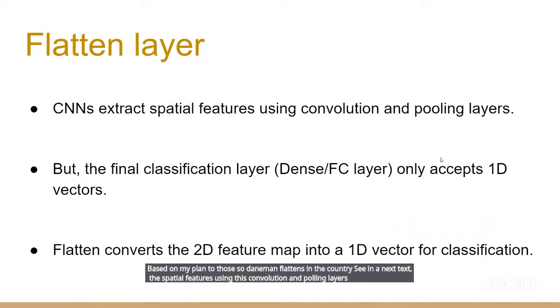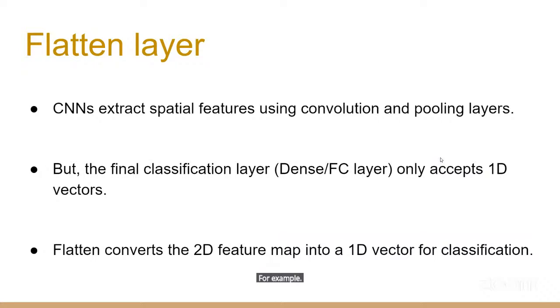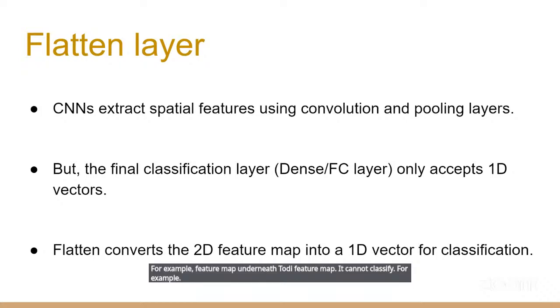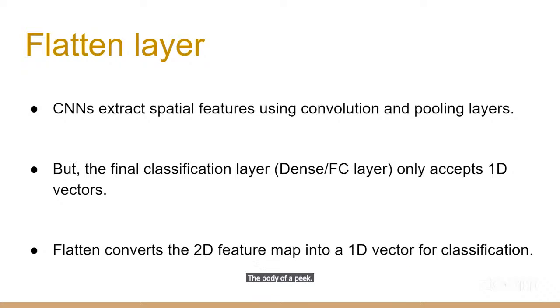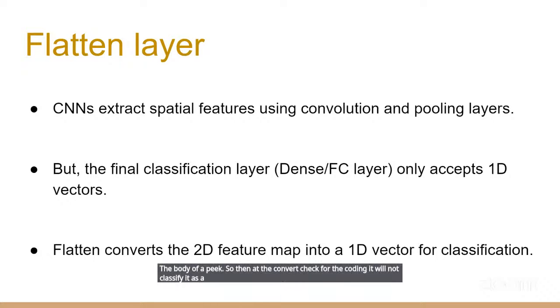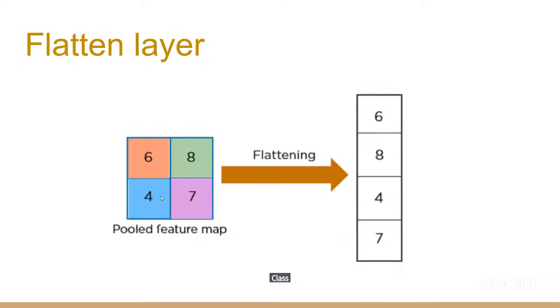For example, if we have a 2D feature map, it cannot classify. For example, like I showed in the beginning, there is a bird, and the bird's beak. So if I don't convert it from 2D to 1D, it will not classify it, like the computer doesn't understand whether it is a beak or ear or eye. So when we convert it into a 1D vector, then it is easy for us to classify. So this is how we do flattening.